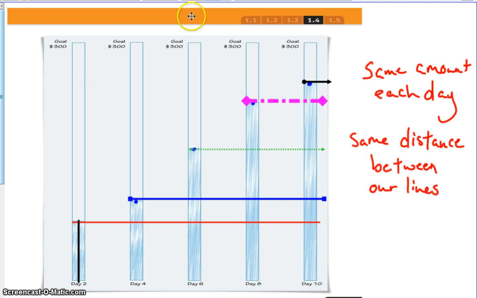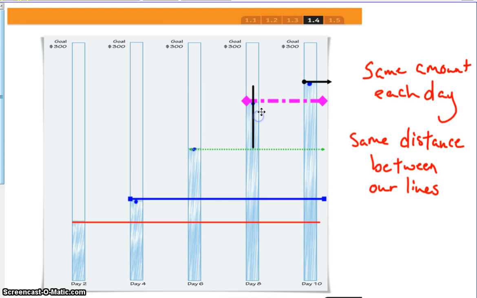Okay, and I'm going to drag from the top to the bottom. Now this distance is what they raised on day 2. So when I go to day 4, they should raise the same amount. But notice how this line is larger. So we can really say that they didn't raise the same amount because the distance between our lines is different. Okay? See how it's still different? They still didn't raise the same amount. They raised less money between days 2 and 4 than they did between days 4 and 6.